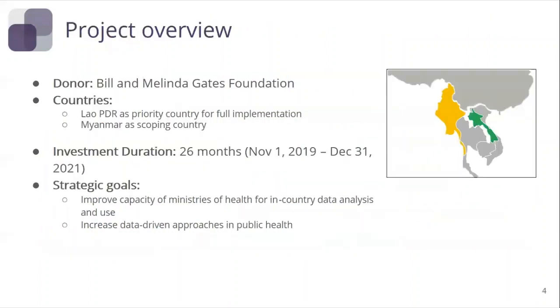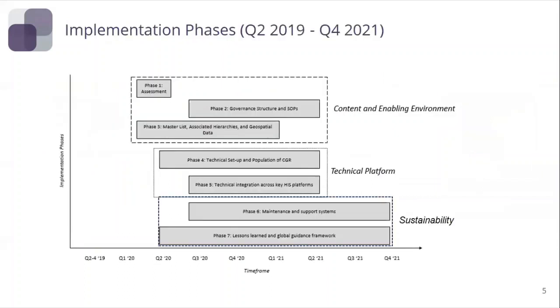So to tackle those challenges, we are working in the GMS in a 2-year grant funded by BMGF with a special focus on Lao PDR for a full implementation and Myanmar as a scoping country. The main strategic goals of the grant are around improving capacity of ministries of health for in-country data analysis and use, and increasing data-driven approaches in public health. The project consists of several different phases or stages, which can be subgrouped into 3 main categories of the activity types we are trying to do in country.